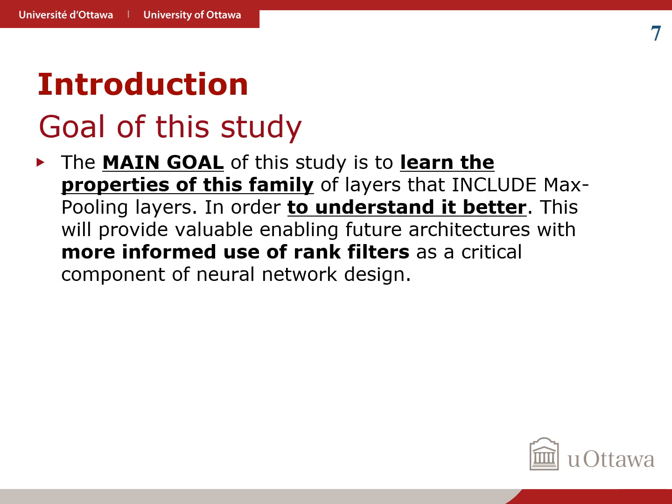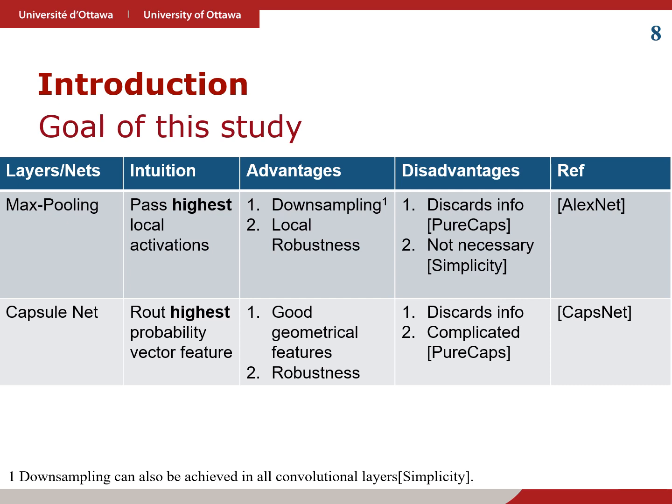This is explorative work. The main purpose of this study is to learn the properties and behaviors of this family of layers in order to understand it better. It will provide valuable insight enabling future architectures with more informed use of rank filters as a critical component within an architecture. This is a small analogy table between the routing by agreement and max pooling layers. It shows the intuition that we puny humans really like because it's easy to understand compared to the black box model with a network that only uses convolutional type layers.